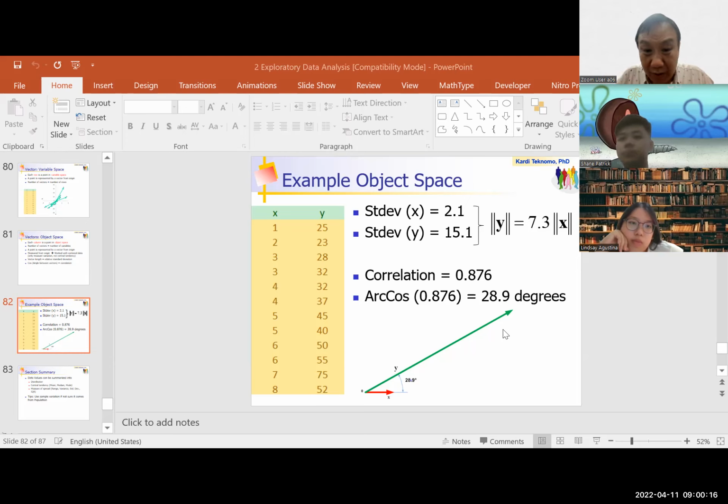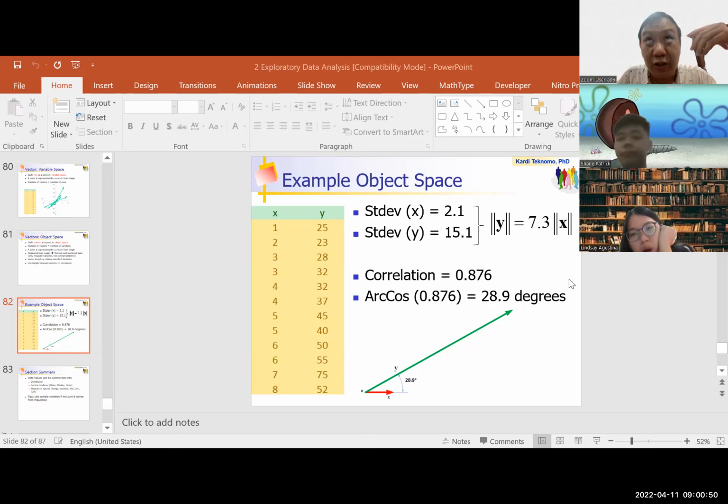Now, what happens is you will put vector x, for example, horizontal. It's up to you. And the length of x, you can set any value, for example, 1. And then you already know that the length of y is 7.3 times x. So this green vector represents the vector y.